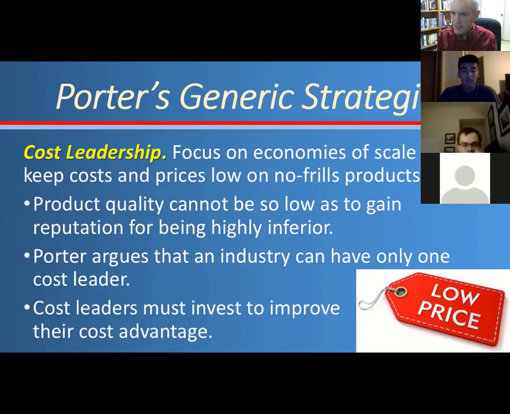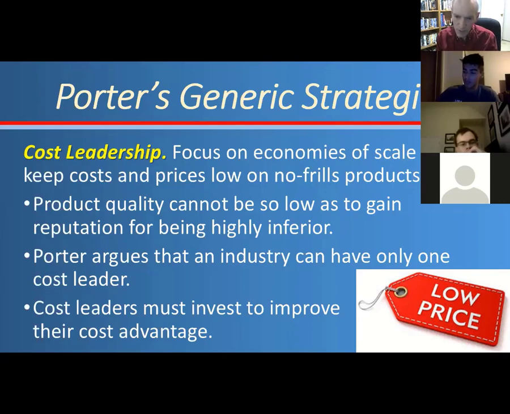So Walmart has extremely high turnover, but very low margins. Tiffany's, that doesn't exist anymore, I can't think of a substitute, but Tiffany's has very, very wide margins, but very slow turnover. So that's the difference between a cost leader and a differentiator.